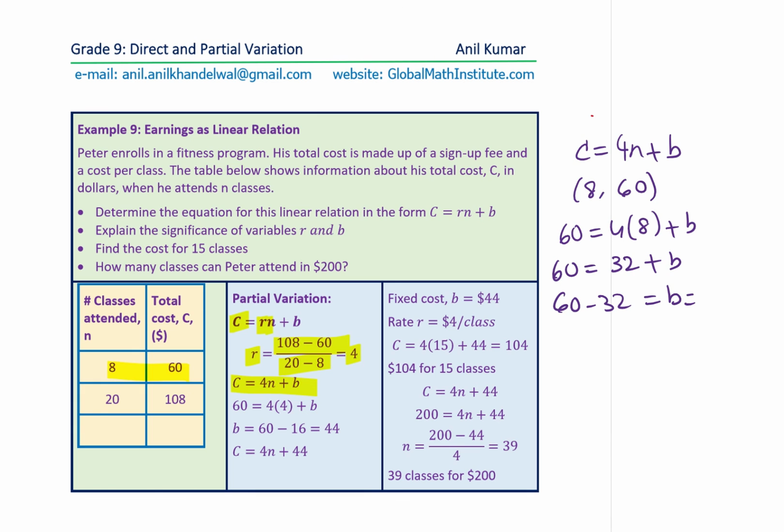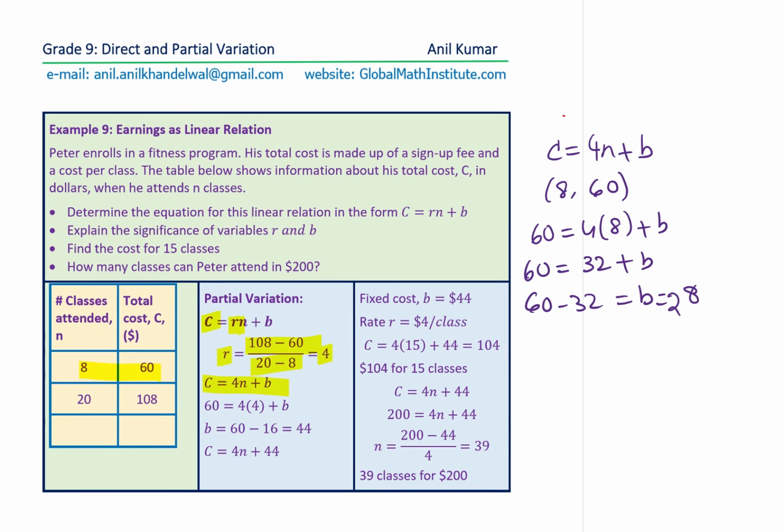So when you take away from 10, you get 8, and 5 minus 3 is 2. So it is 28, correct? So b is 28, and therefore the equation will be cost C is equal to 4 times n plus 28, right? So this value is not 44. We'll just cross this out, correct? So we get our equation, which is C is equal to 4n plus 28, not 44, right?